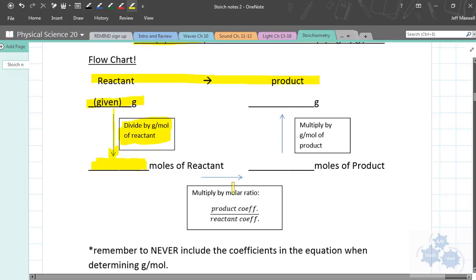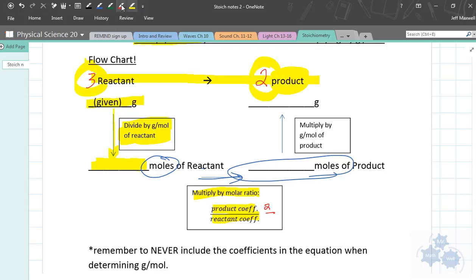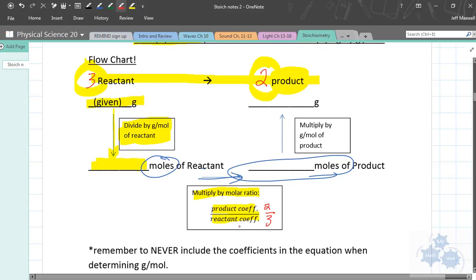Once you get there, generally what we want to do is find out how much product. So you're going to go from moles of reactant over here to moles of the product that you are looking for. And how do you do that? Well, you multiply by the molar ratio of the two. And that's the product coefficient. So that's this one here. Let's say it's 2, and this is a 3. So the product coefficient would be 2, and the reactant coefficient is on the bottom, right? So it's 2 over 3. That would be the example here.